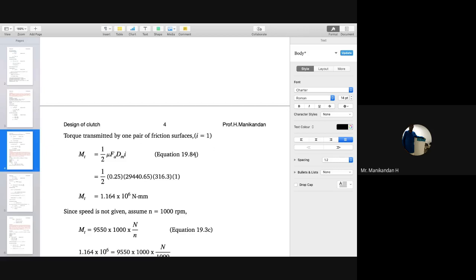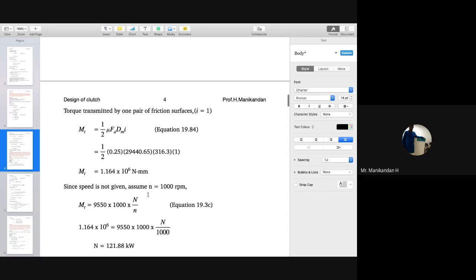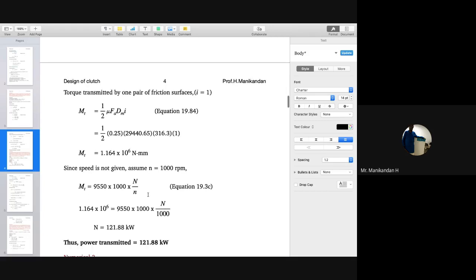So go for the equation 19.84. We know that half into mu into Fa into dm into I is the value of a formula for torque calculation. Calculate the torque. Now, if you remember in the design procedure step number 1, we have one formula like 9550. So that is the equation which you are going to use to find out the power, because here the torque can be found out in two ways: one using the power and second using the axial force.